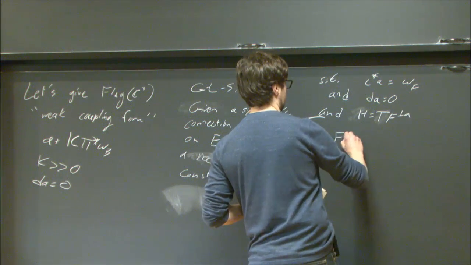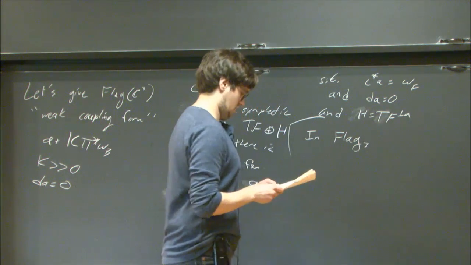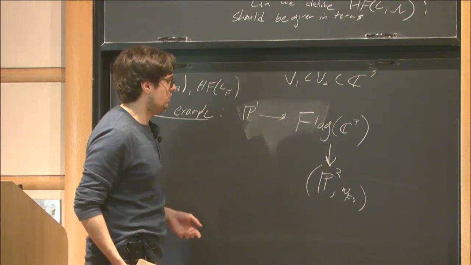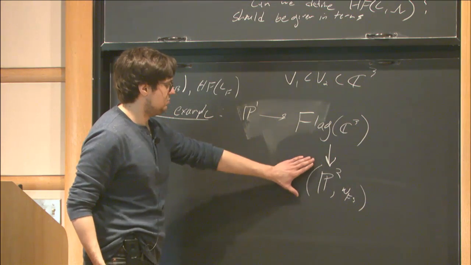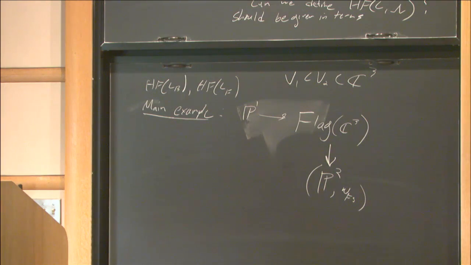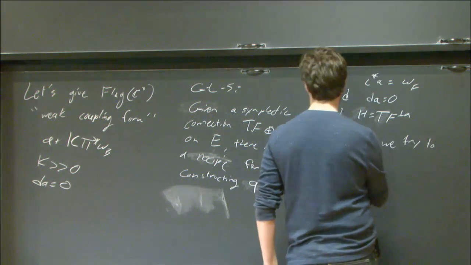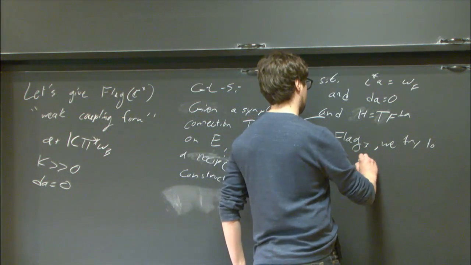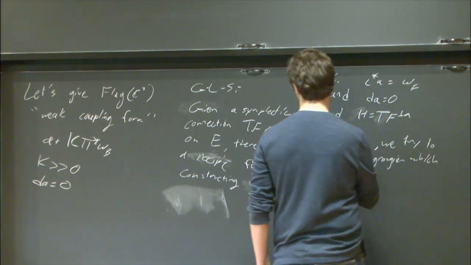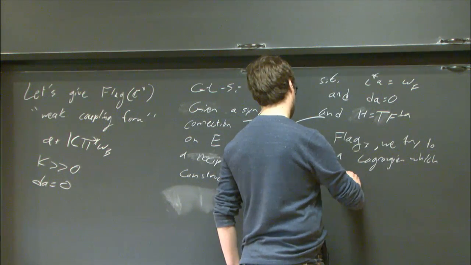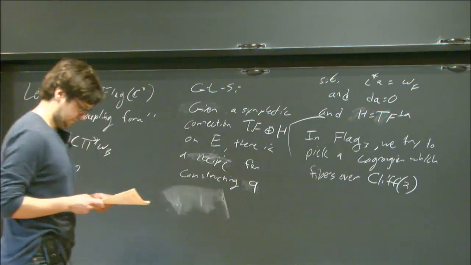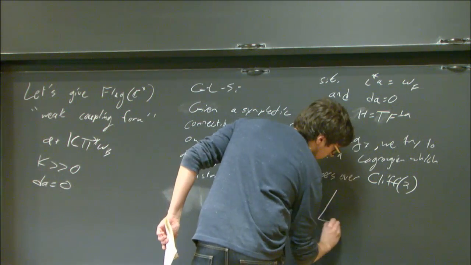so in flag 3, I guess the idea is, if there's any hope for this to work, we'd want to pick something that fibers over the Clifford torus here. We try to pick a Lagrangian which fibers over the Clifford torus. Okay, so the barycenter of this guy.